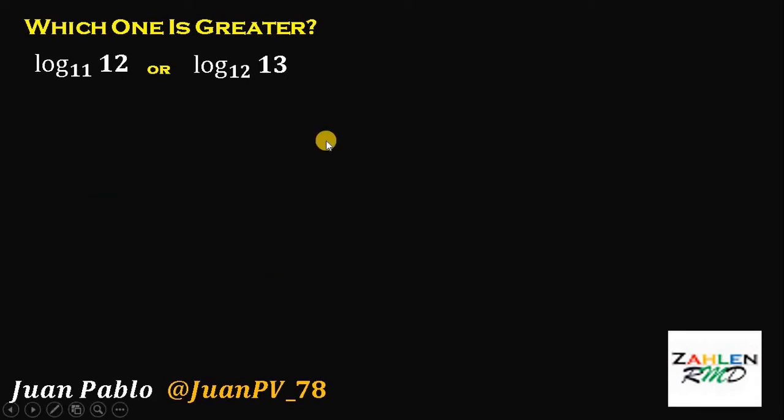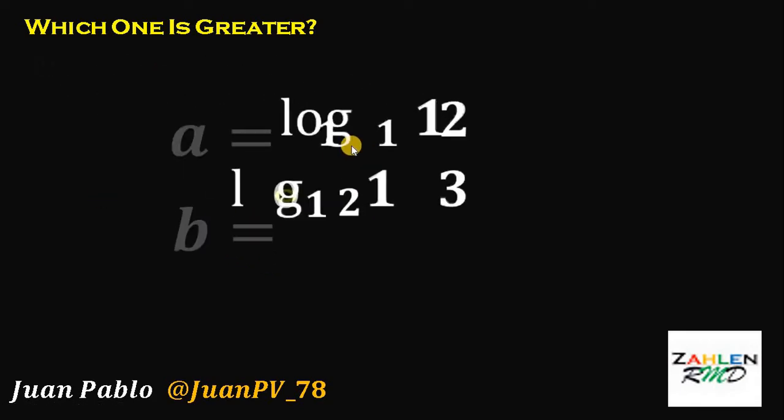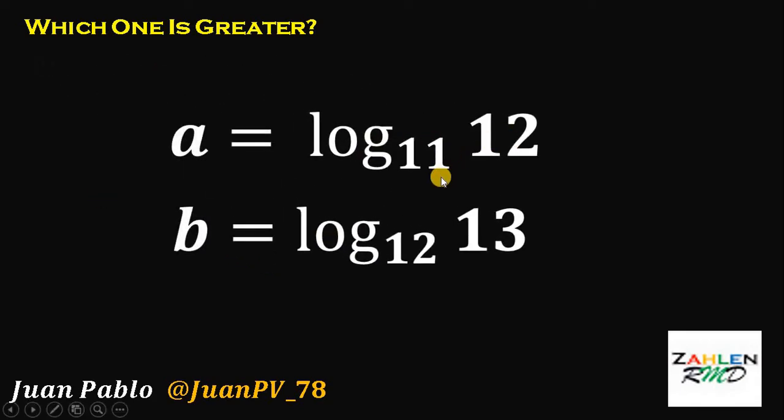First thing to do is to let a be equal to logarithm of 12 to the base 11 and b be equal to logarithm of 13 to the base of 12. Now take note that logarithm of 12 to the base 11 is greater than 1, therefore a must be greater than 1, and logarithm of 13 to the base of 12 is also greater than 1. Therefore, we can say that a and b are both greater than 1. This is very important later on.